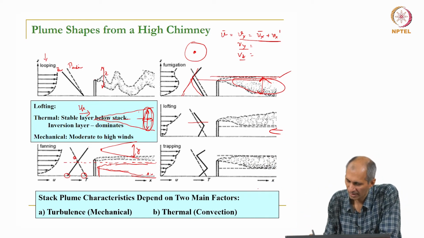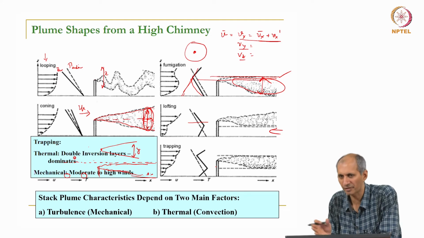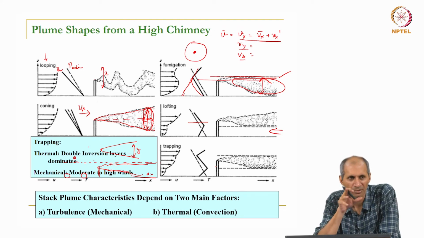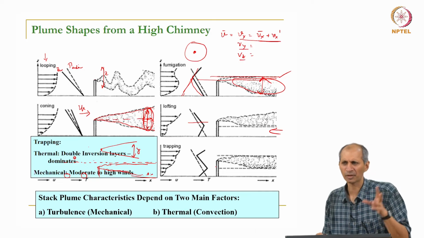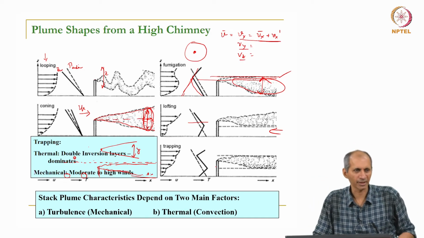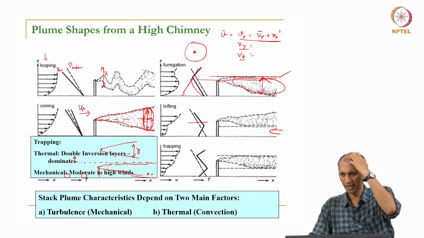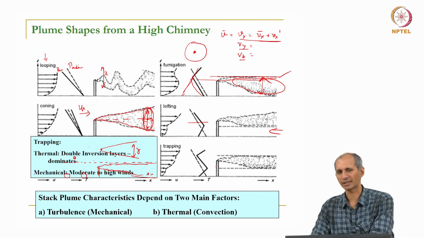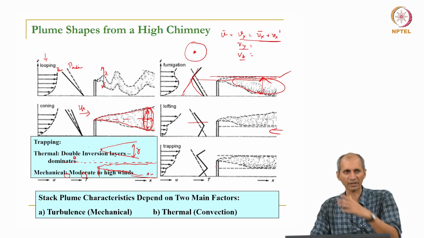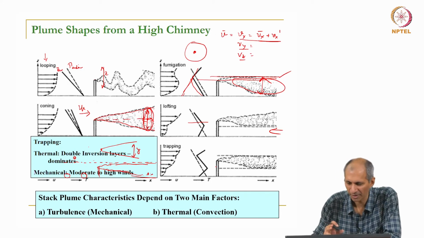Okay. And the last one is called trapping, in which there are two inversions, double inversions, and therefore there are two layers. And if your source is in between that, it will get trapped there. So you can derive a large number of scenarios where this can happen. The environmental lapse rate keeps changing. Usually this double inversion doesn't happen that often, only under very special circumstances. But normally this regular inversion happens on a daily basis in very cold places. But this double inversion is a little rare.